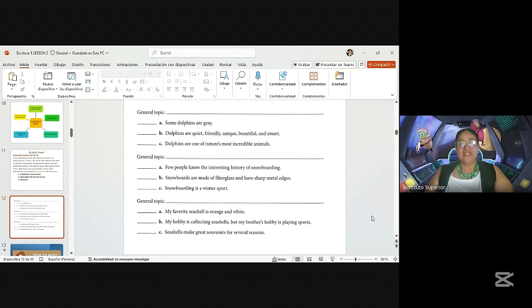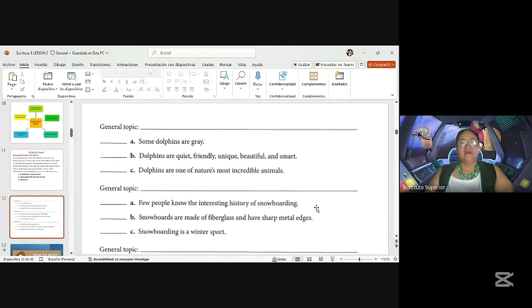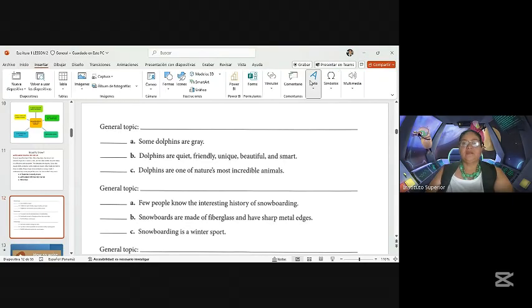Okay, here we have an activity we are going to develop together. So, number 1, we have a set of sentences. You are going to tell me what is that topic and which of these 3 sentences is the most appropriate.